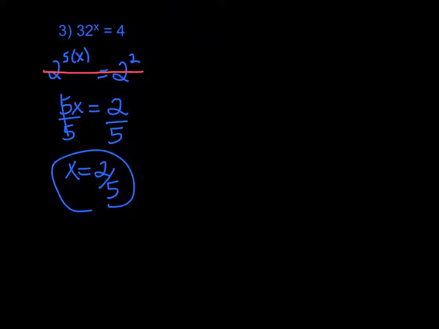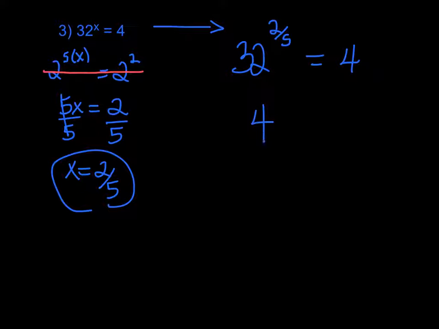Again, you want to make sure that you do a check. So we go back to the original equation. We have 32. Now I know x is to the 2/5. Okay, equals 4. And then you plug that into your calculator, and you will get 4.